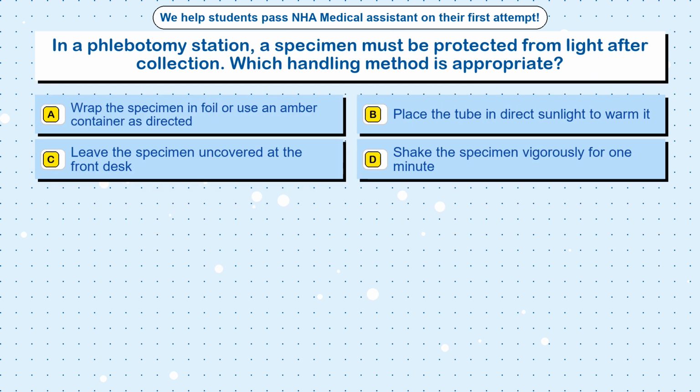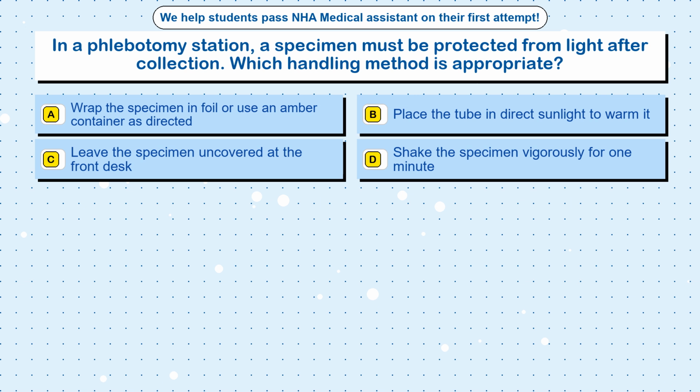Question 7. In a phlebotomy station, a specimen must be protected from light after collection. Which handling method is appropriate? Option A. Wrap the specimen in foil or use an amber container as directed. Option B. Place the tube in direct sunlight to warm it. Option C. Leave the specimen uncovered at the front desk.